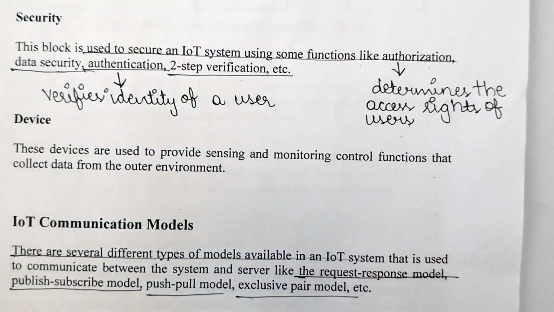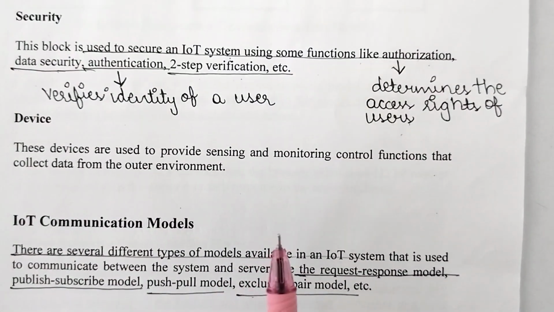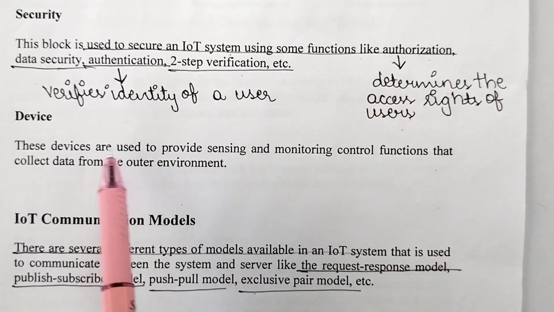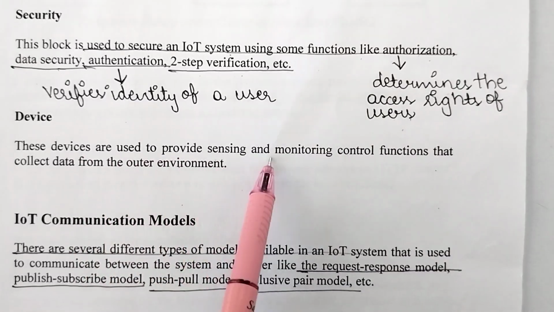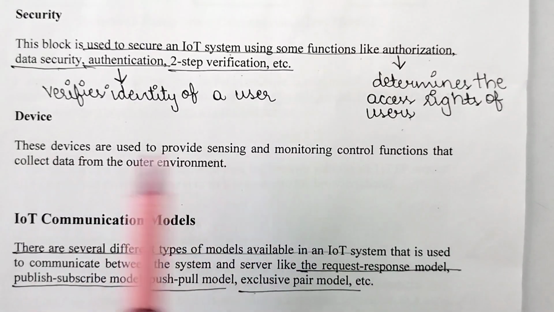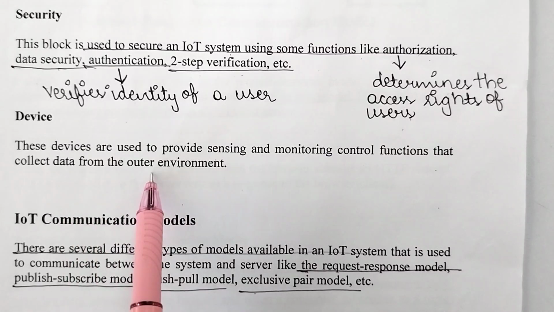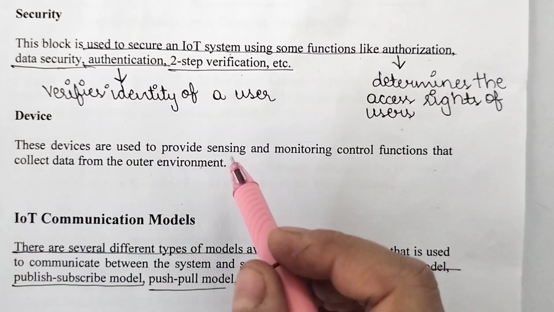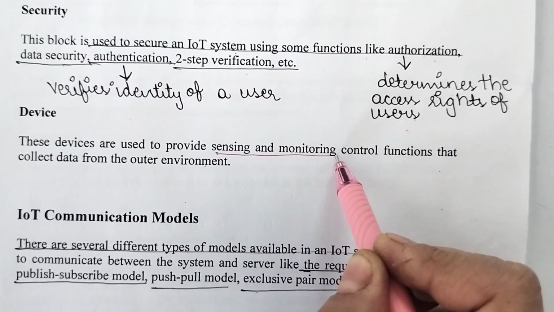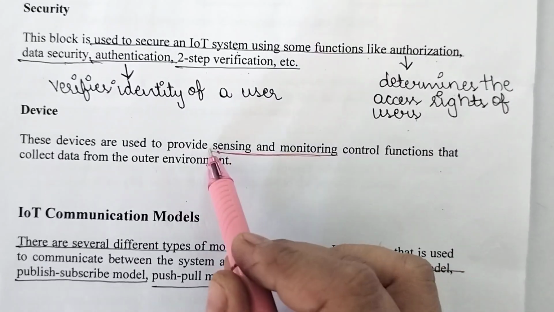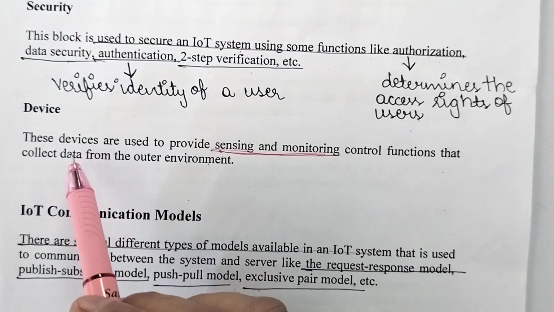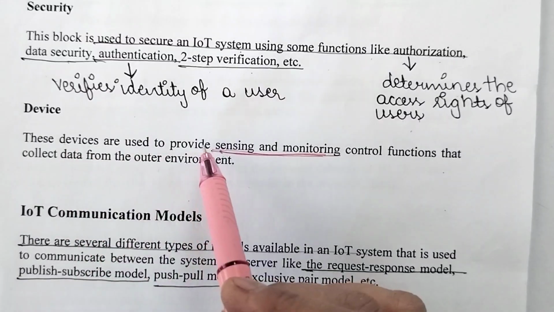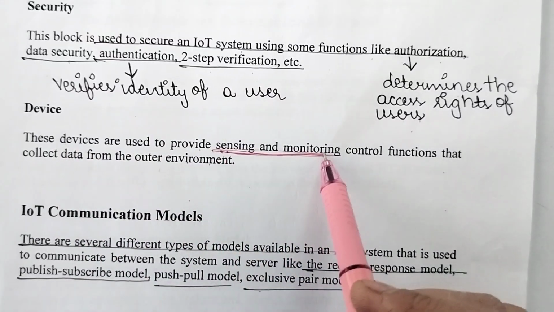Now, next is your device functional block. When we talk of the device functional block, what are these? These are basically devices that are used to provide sensing and monitoring control functions that collect data from the outer environment. So, when we want to sense and monitor any environmental stimuli or environmental conditions, then the devices are used. So, these devices are basically used to provide sensing and monitoring.